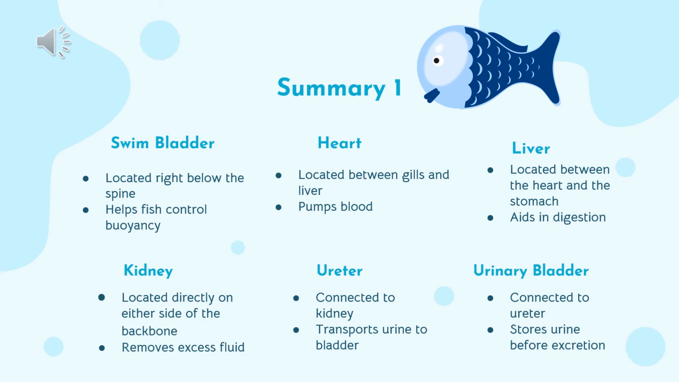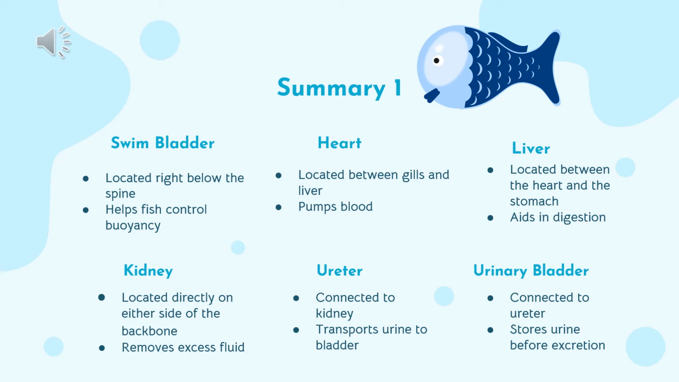Okay, so I'm just going to go over a brief summary of all of the structures that we have covered so far, highlighting their location and function to prepare you all for the interactive game we have at the end. The swim bladder is located right below the spine, and it inflates and deflates to help the fish control their buoyancy. Next up is the heart, which is located between the gill arches and the liver. It pumps blood throughout the body of the fish and across the gills to help with gas exchange and respiration. The liver is located between the heart and the stomach, thereabouts at least, and it secretes enzymes to aid in digestion, and stores food energy in the form of glycogen for later use.